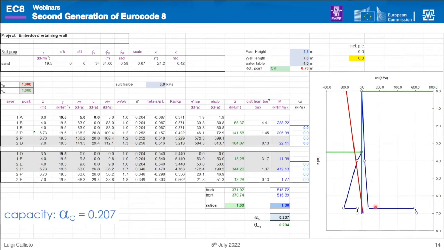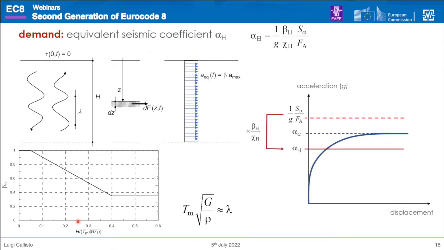Under this stress contact, the wall is in equilibrium with the strength of the soil completely activated. So this is the number that characterizes this plastic mechanism. So this is the capacity. Then we go to the demand. The demand is proportional to the maximum acceleration, but we have to multiply by beta and divide by K.